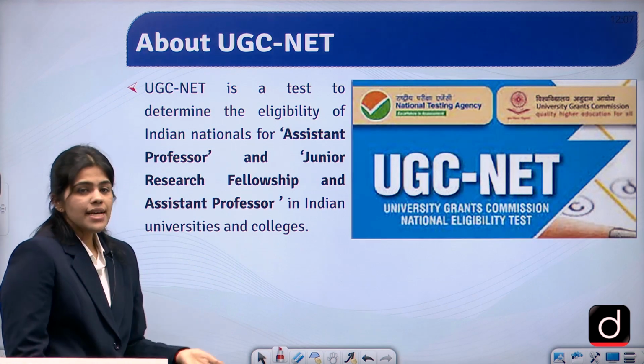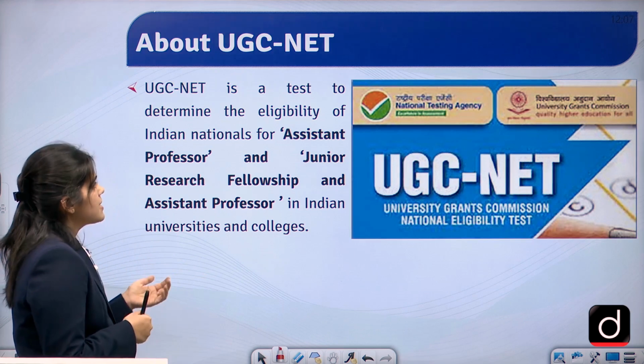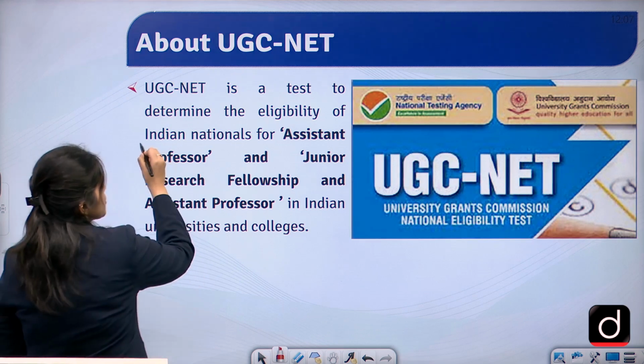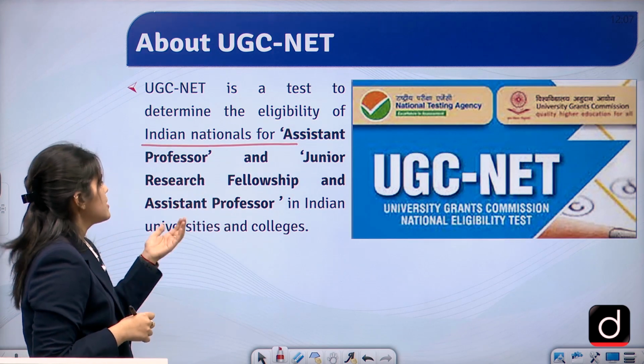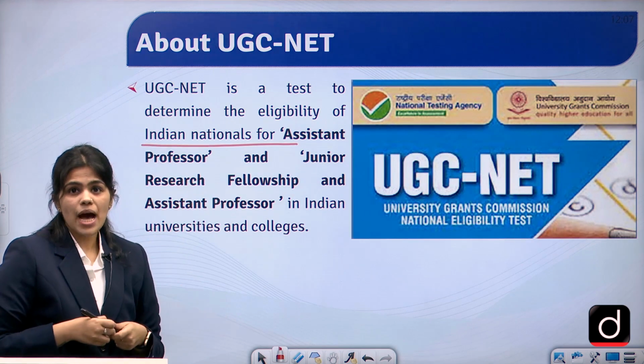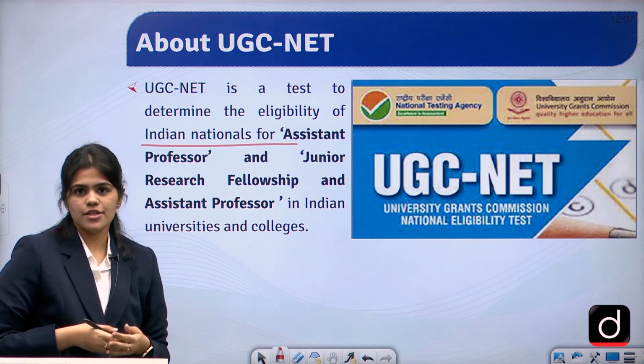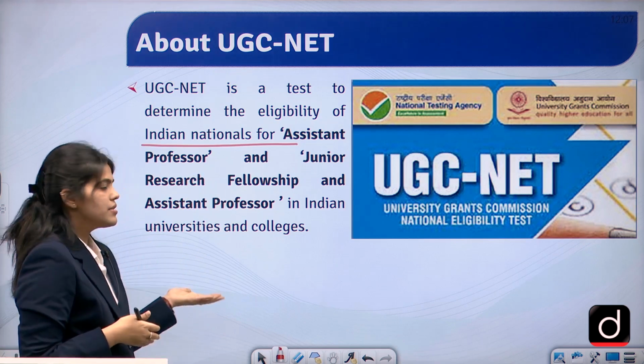Now what is UGC-NET? UGC-NET is the test that determines the eligibility of Indian nationals for assistant professor and for the junior research fellowship. So if you clear the exam, you can teach in the universities and at colleges and carry forward your research work.